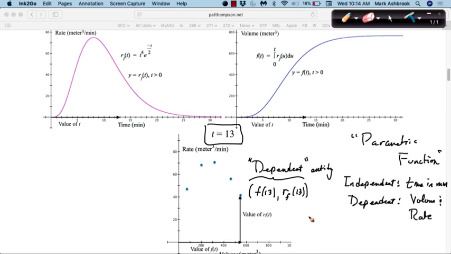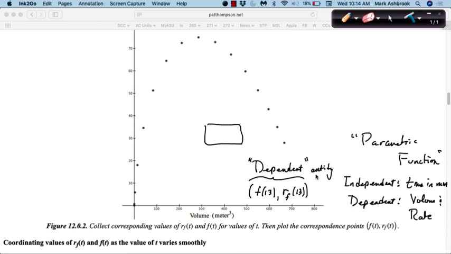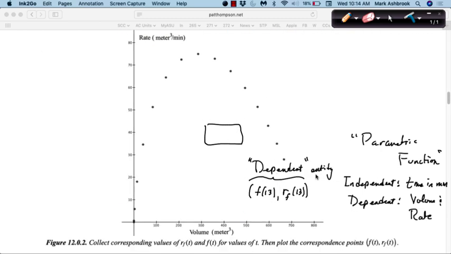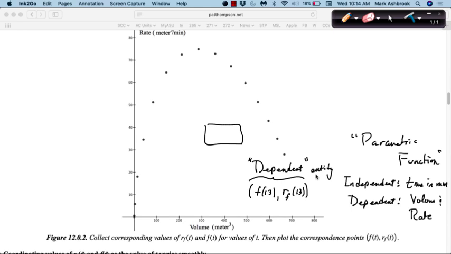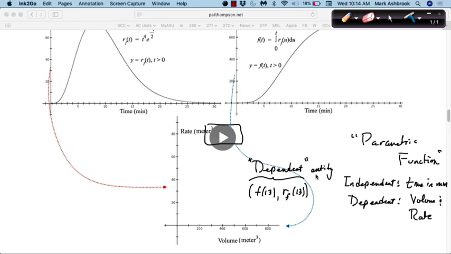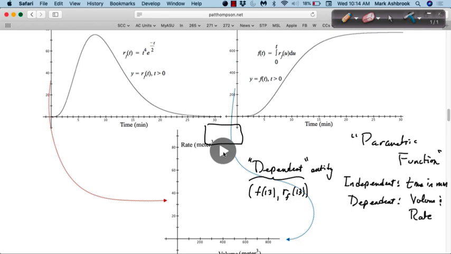So now I want to go back to GC and I want to graph this. So is this paused? No, it's done. So far we made a bunch of points, right? We get something like that. Then we want to think about this thing varying smoothly, right? It's not just a bunch of points, but as time varies smoothly, these ordered pairs are generated smoothly. So this is what this looks like.